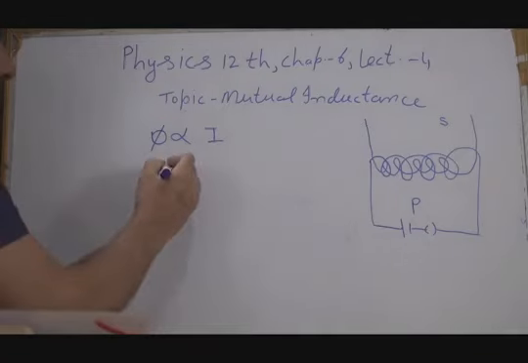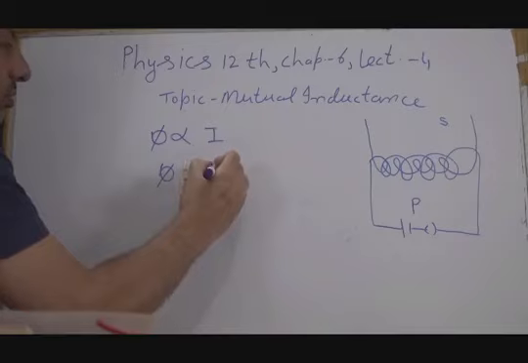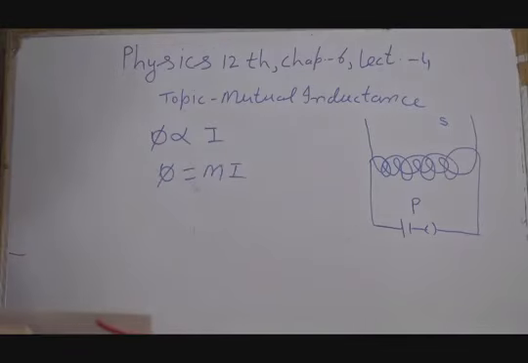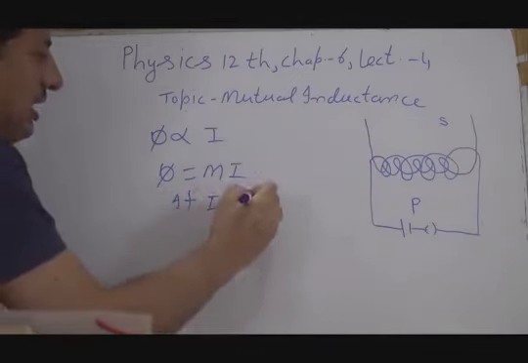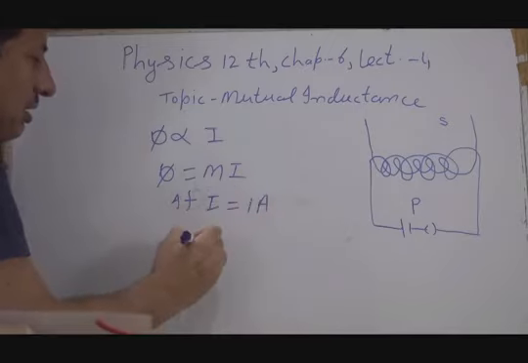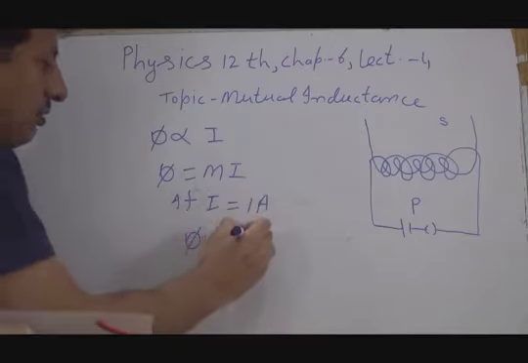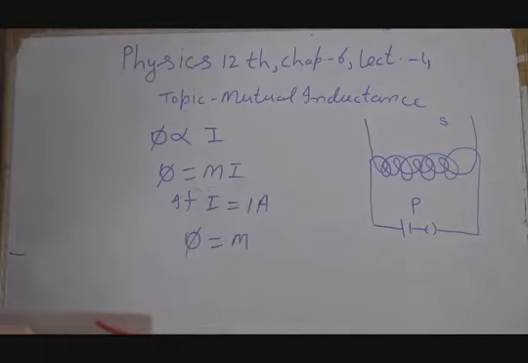Now, it will be equal to Mi. M is the coefficient of proportionality, and it is called the coefficient of mutual inductance. If I is 1 ampere, then this flux will be equal to M. So you can define the coefficient of mutual inductance.